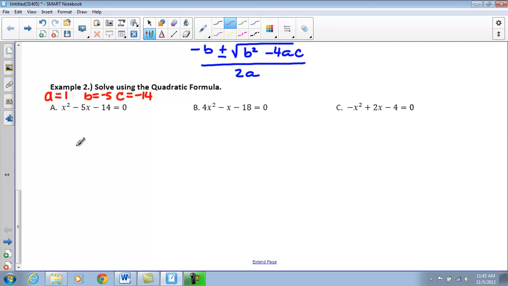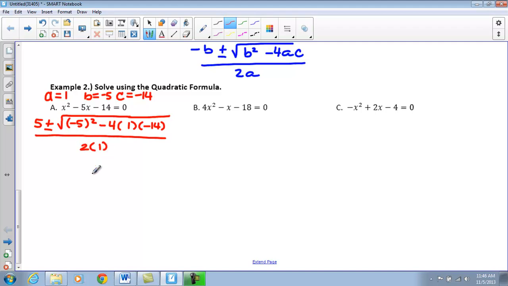For this first part, when it says a negative b, we always want to take the opposite of what it is. So right now we have a negative 5, so we're actually going to start with a positive 5 plus or minus the square root of b squared, so we're going to take negative 5 squared minus 4 times a, which is 1, times c, which is negative 14, all divided by 2 times 1.